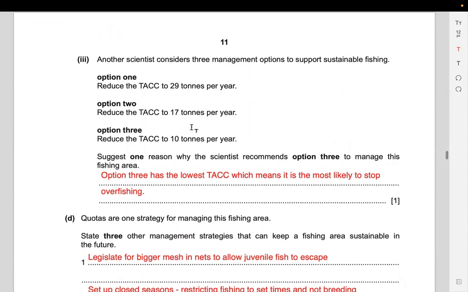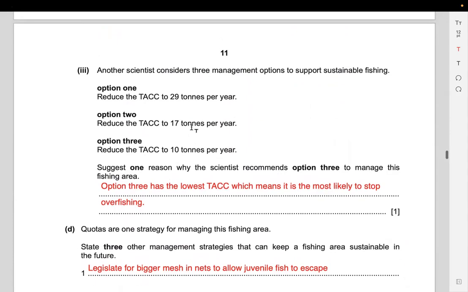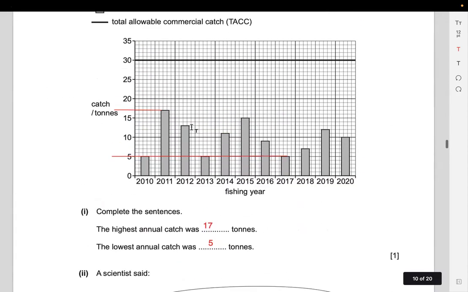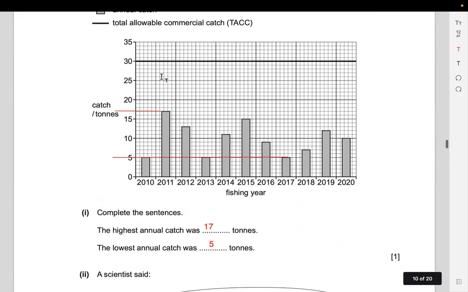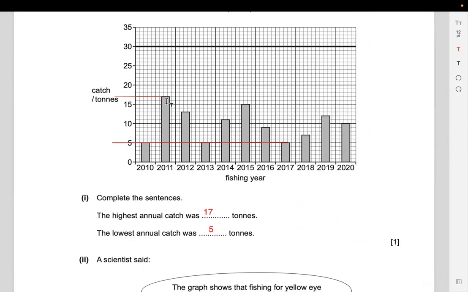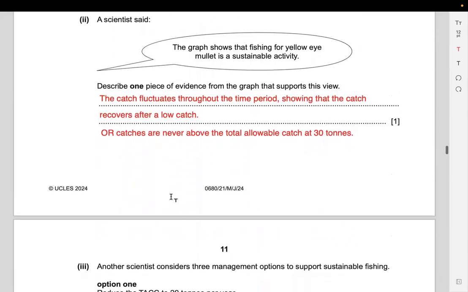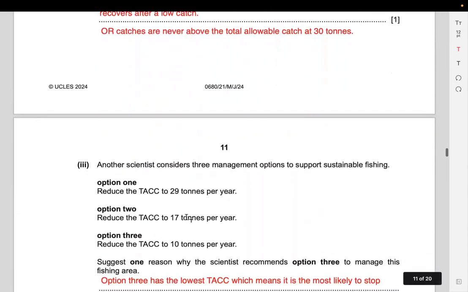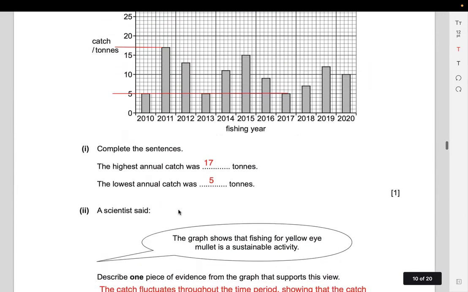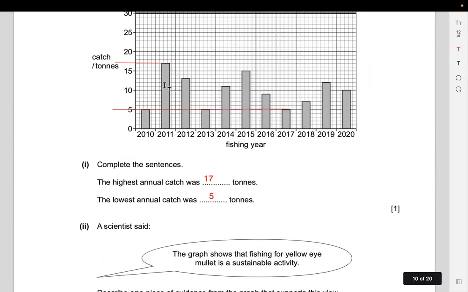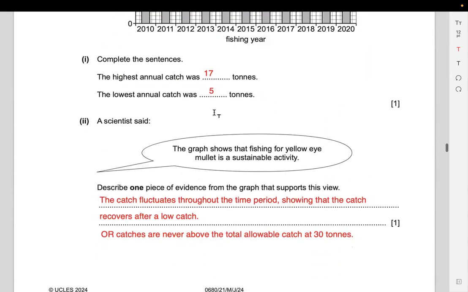Well, I couldn't think of a good one, because the reality is, look, it's way off 30 usually. I mean, reducing it to 20 won't make any difference, will it? So, reducing it to 29 or even really 17 isn't going to change anything, is it? But we know it's already sustainable. So in my brain, this question doesn't work.